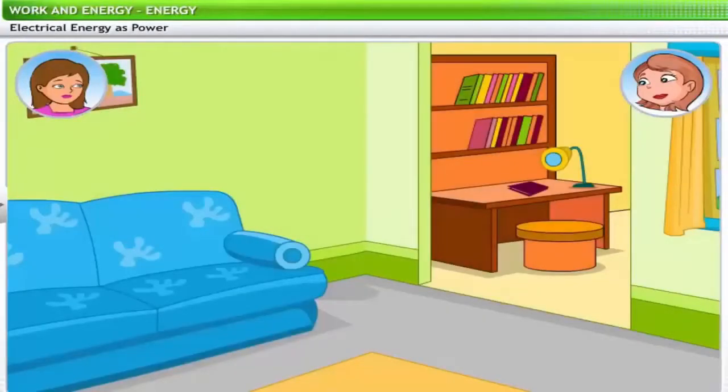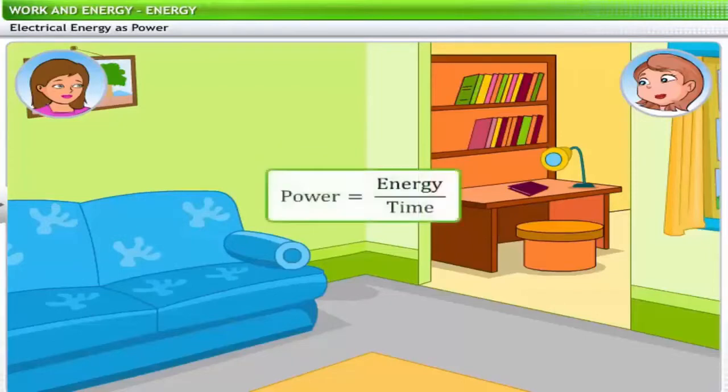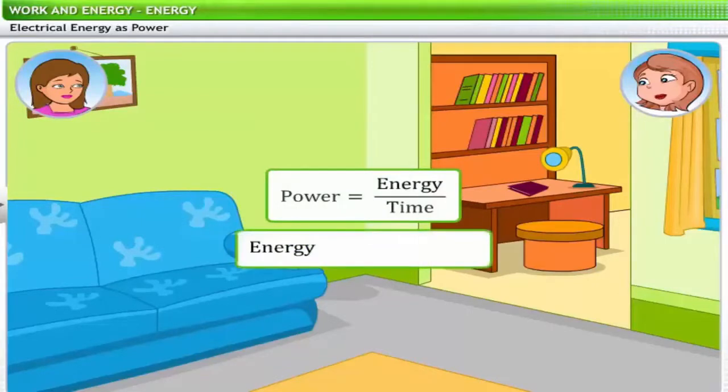The power is back. I just realized we always refer to electrical energy as power. Why is that? That's a good question. Power is the ratio of energy consumed to the time taken. Thus, energy can also be expressed as the product of power and time.